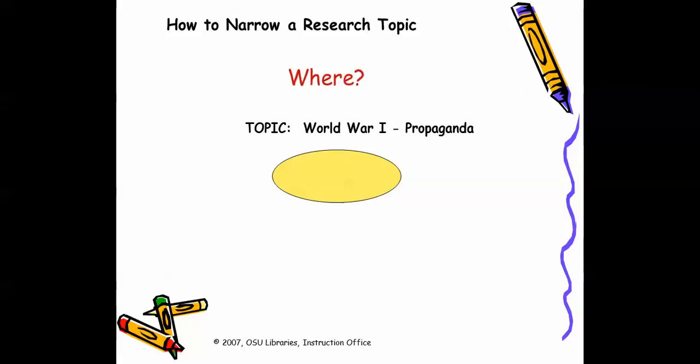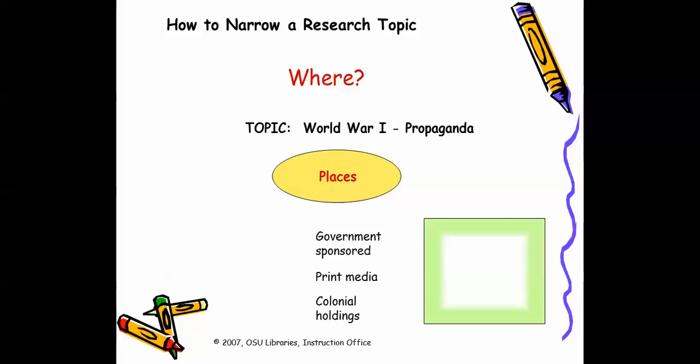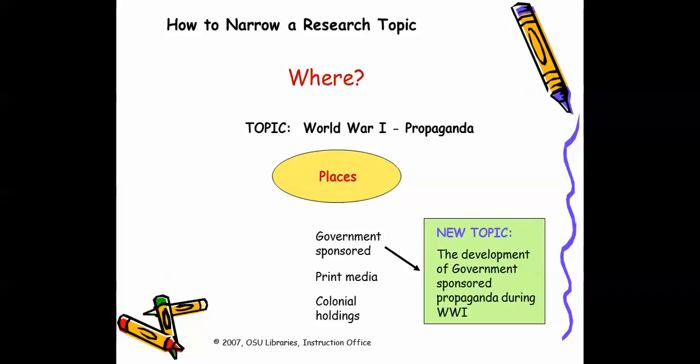Next we can look at the question where. World War I propaganda. Places that it was used. It could have been government sponsored. Could have been in the print media or colonial holdings. This information, we could go with government sponsored, and the new topic, the development of government sponsored propaganda during World War I.